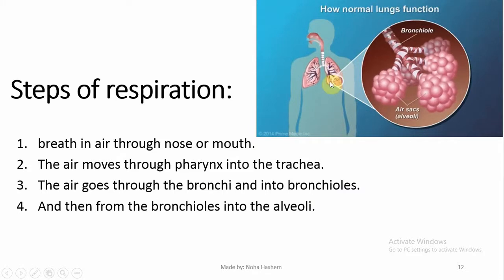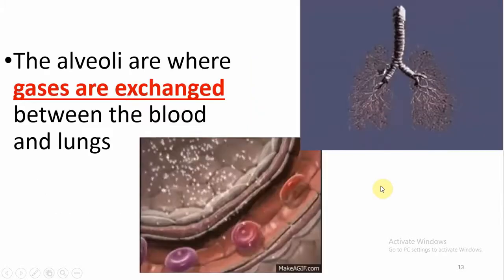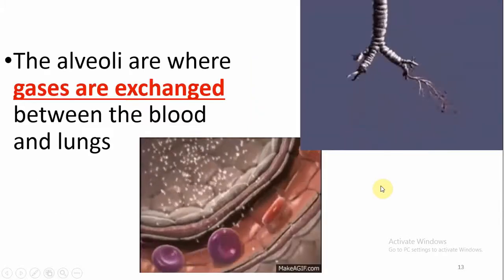The gas exchange starts at the very end part of the bronchioles, and we call this the alveoli. As you can see, if we zoomed into the end parts of the bronchioles, you find swelling parts called air sacs, and we call this alveoli. And these parts are the ones responsible for exchanging, or the place where gas exchange happens.